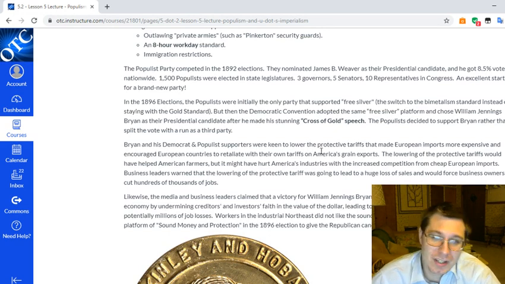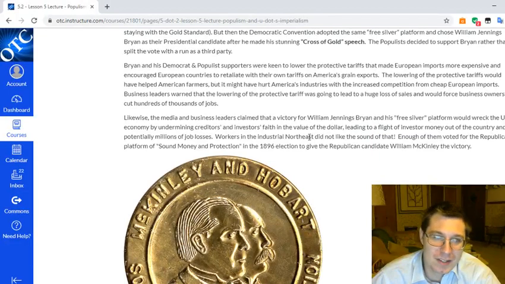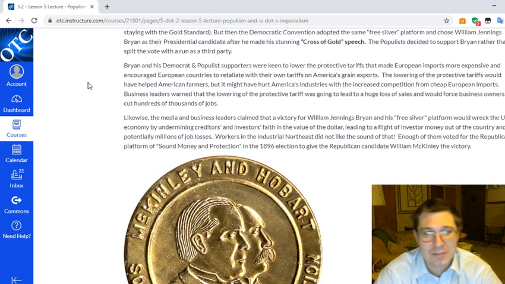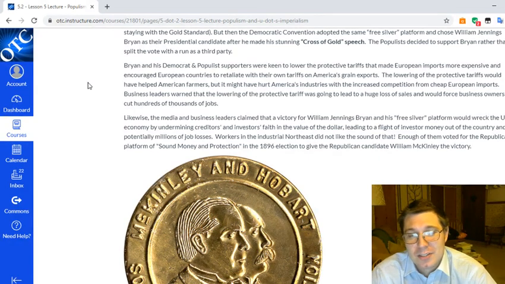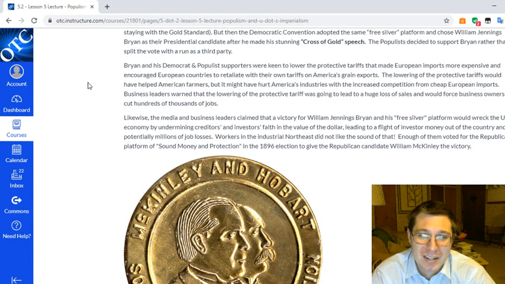This coalition was keen to lower the protective tariffs that made European imports more expensive and which encouraged European countries to retaliate with their own tariffs on America's grain exports. The lowering of the protective tariffs would have helped American farmers, right? Because they would have been able to sell more of their grain abroad without those retaliatory tariffs from other countries hitting them. But it might have hurt America's industries with the increased competition from cheap European imports.